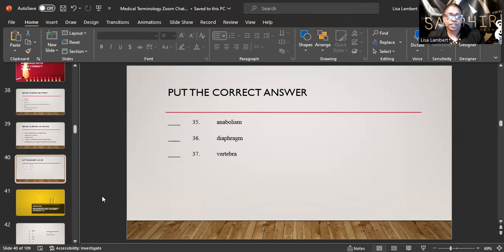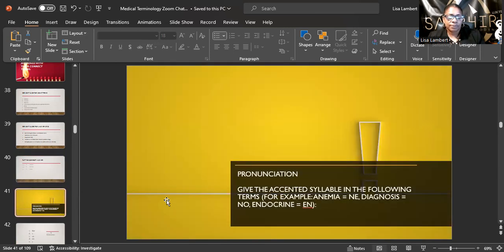Okay, so put the correct answer in. Anabolism, diaphragm, vertebrae. Any of you guys know what some of this stuff is? You can tell where this is leading to, right? I don't mind you guys saying answers when we do the classroom, I just don't want you to give away any answers when you're doing your work, okay?